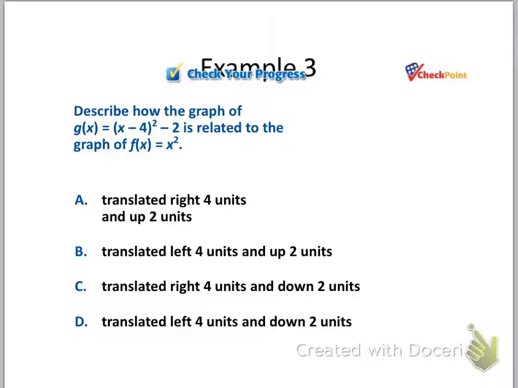All right, describe how the graph of g of x is equal to (x minus 4) squared minus 2. All right, let's give this one a try. So the -4 inside the parentheses is telling us left or right, and it's the opposite of what you think. So since it's -4, it's going to go right 4. So this one's right 4, and this one's right 4. So not these two. And then you got the -2 on the outside, which is if it goes up or down, and it's going down because it's minus. So the correct answer is C.